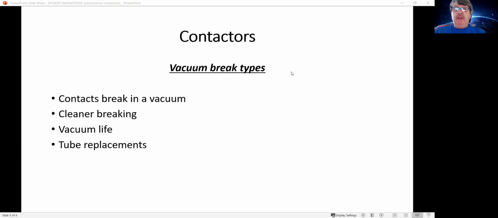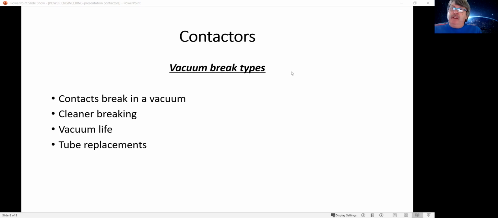So let's have a look at certain other types of contactors. Of course, we alluded that we've got air break types. You also get vacuum type breaks. The contacts actually break in a vacuum. They're specialist type of tubes with the contacts in. They offer a much cleaner break. There's almost no spark. It's a vacuum, obviously, so there's no oxygen in there to generate any oxides on the contacts.